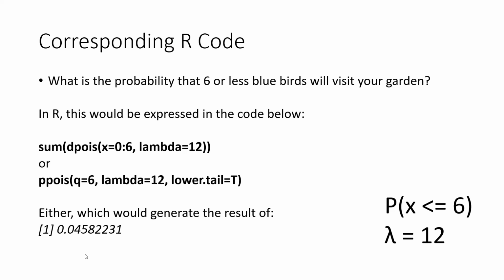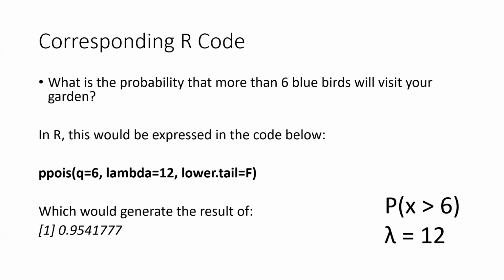So what is the probability that 6 or less birds will visit your garden? That's 4.58% if we're working with two significant figures. And again, that means that we'll either expect to see 6 birds, 5 birds, 4 birds, 3 birds, 2 birds, 1 bird, or no bird at all over our 8-hour span of filming.